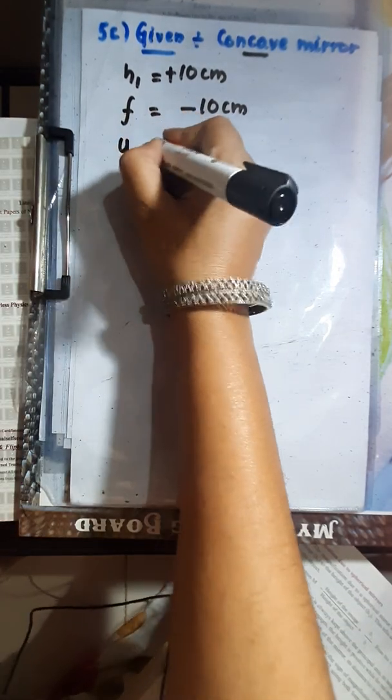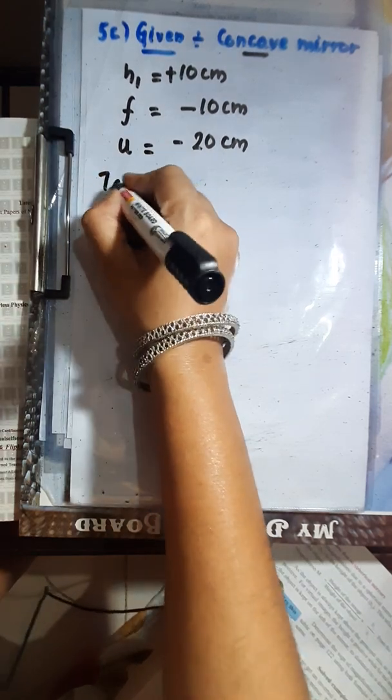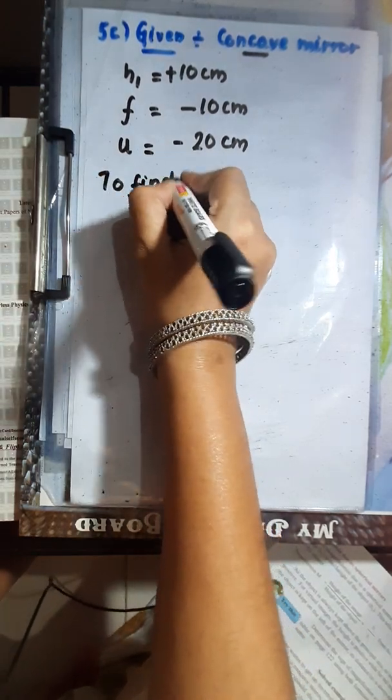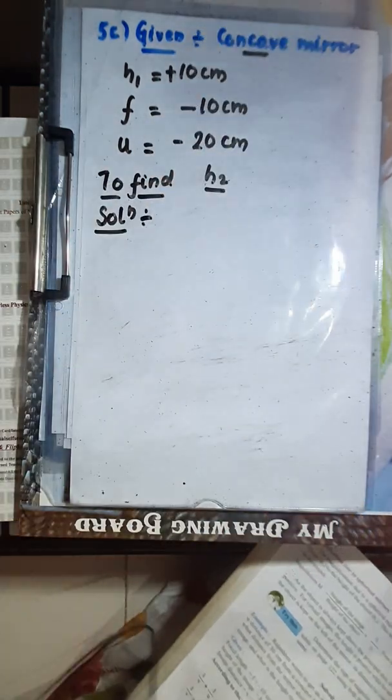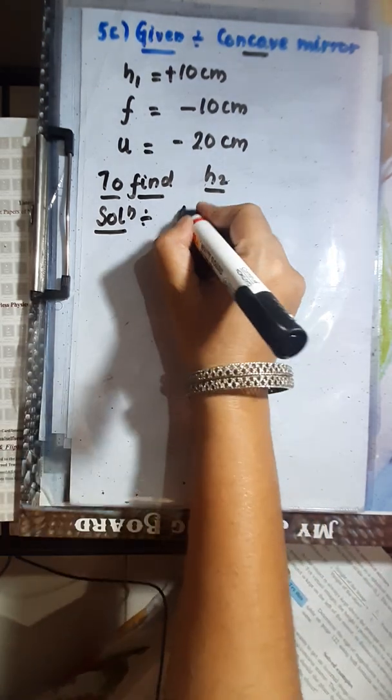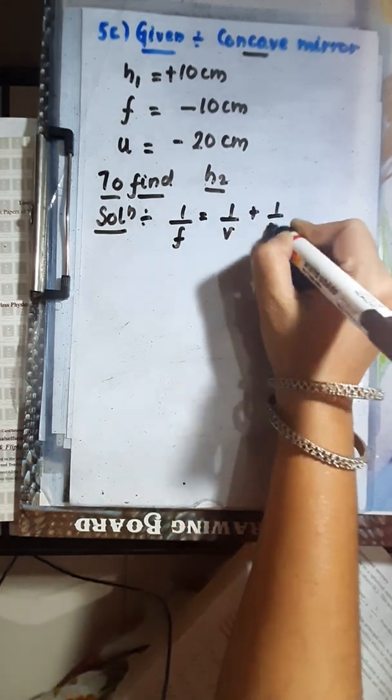In such a way that the end of the stick closest to the pole is at a distance of 20 centimeters. So U is equal to minus 20 centimeter. Okay. What will be the length of the image or the height of the image? So to find H2, right? So see my solution. For finding out H2, I need V as well as U. I have only H1. So therefore solution: 1 upon F is equal to 1 upon V plus 1 upon U.